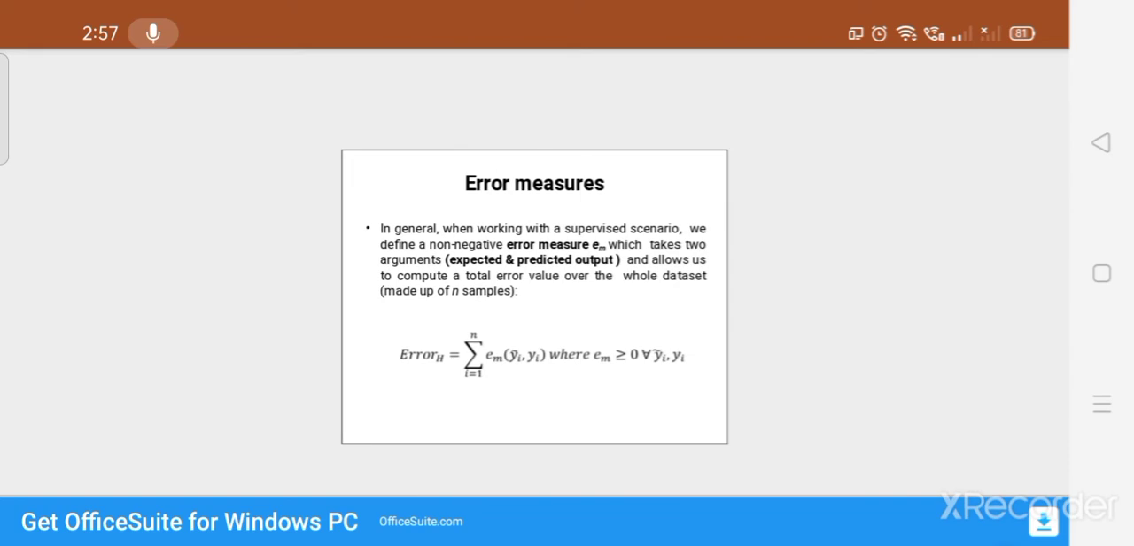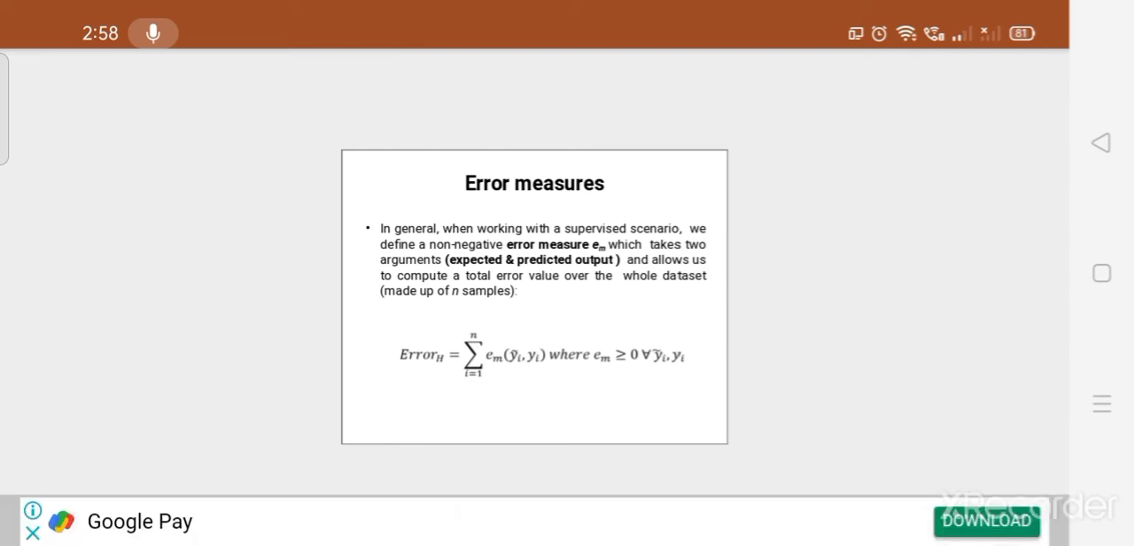Now how can these errors be measured? In general, when working with a supervised scenario, we define a non-negative error measure, denoted by EM, which takes two arguments, the expected and predicted outcome, and allows us to compute the total error value over the data set.